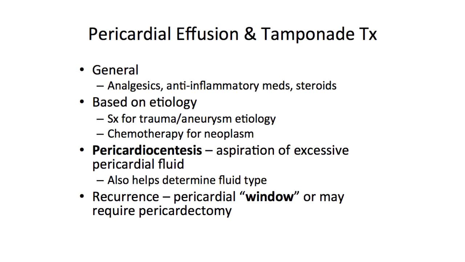General management for pericardial effusion and tamponade include analgesics, anti-inflammatory meds, and steroids. Additional therapies may be implemented based on the etiology. I briefly mentioned pericardiocentesis earlier. This involves aspiration of excessive pericardial fluid, and it also helps determine the fluid type for diagnosis. In recurrent cases of pericardial effusion or tamponade, a surgeon may have to create a pericardial window or perform a pericardectomy.